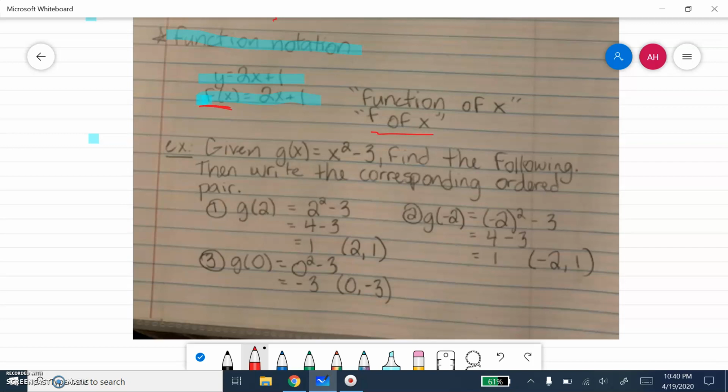So basically, a function is if you put something in, you get something else out. So we're going to think about whatever is in the parentheses here. We're going to put that inside here, and we're going to get a value out.